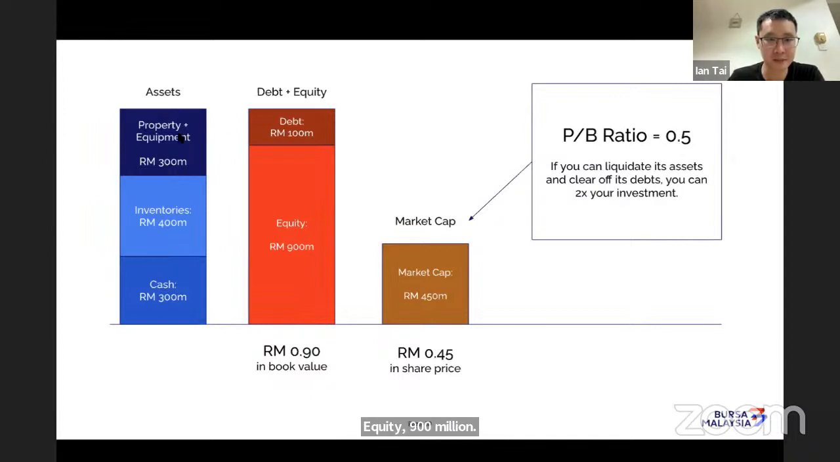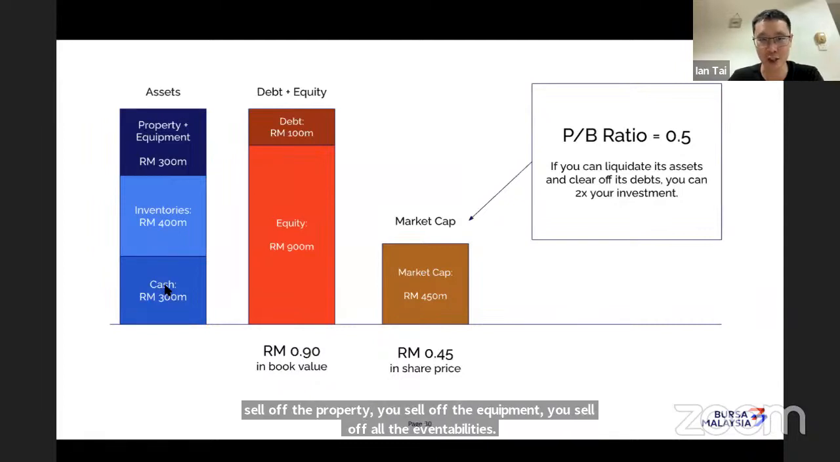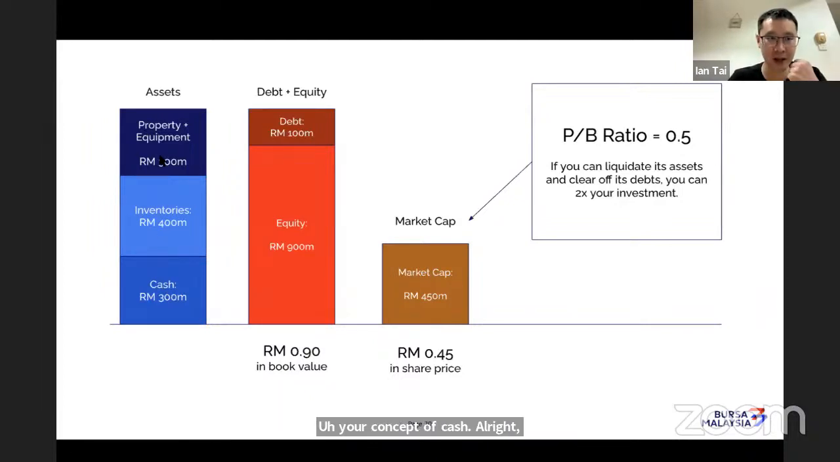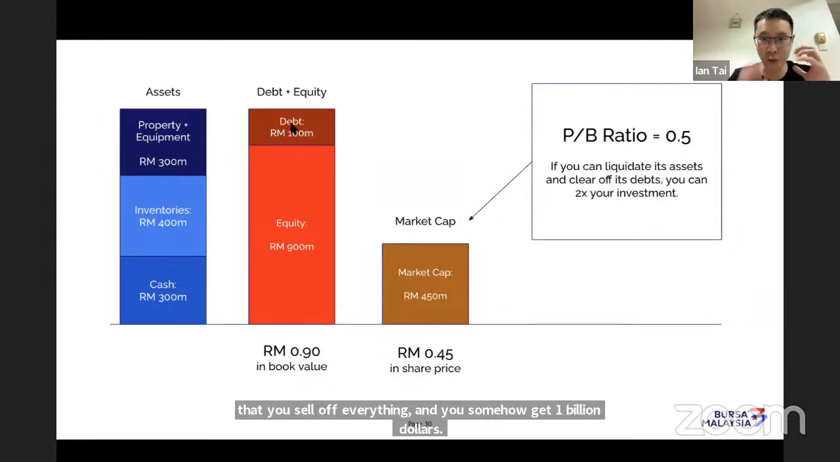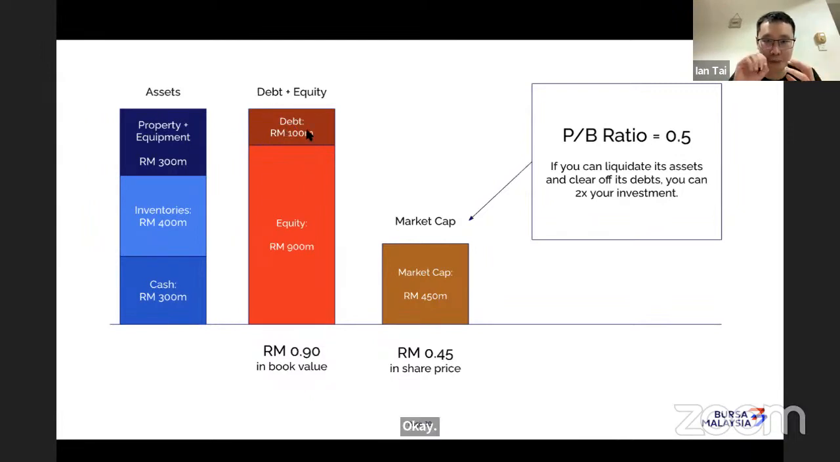So which means to say, if you sell off everything, you sell off the property, you sell off the equipment, you sell off all the inventories, you can't sell off cash. All right, so you already got the cash. Assuming that you sell off everything and you somehow get 1 billion. Okay, you take the 1 billion, you clear off 100 million in debt, you'll be left with an equity of 900 million.